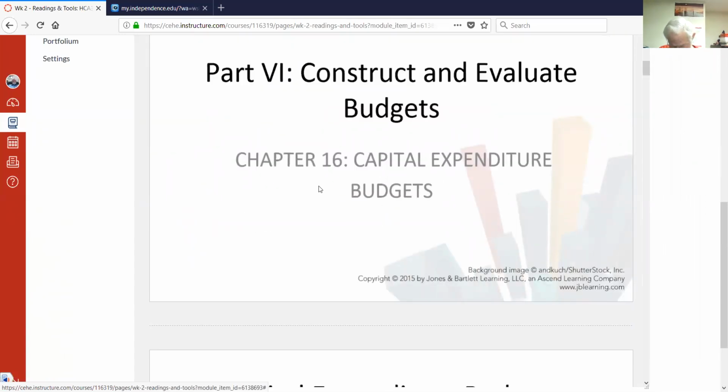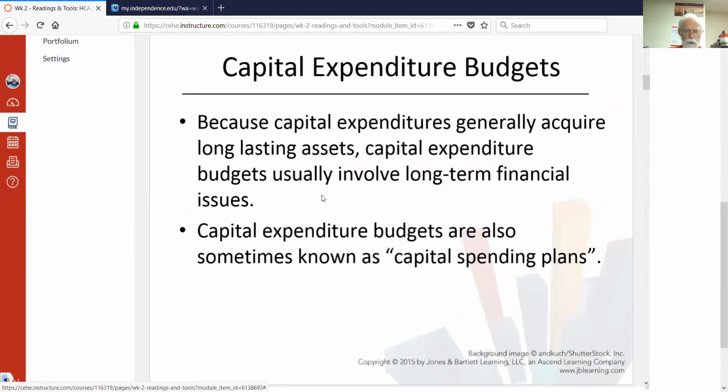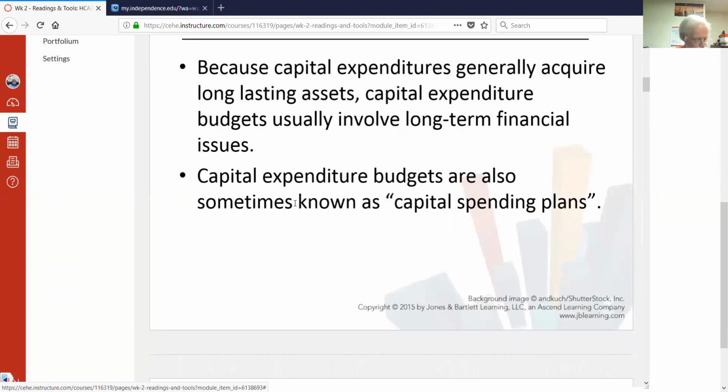Capital expenditure budgets are critical. They involve a lot of thinking about long-term financial issues like financing capital expansion. So you're going to be taking on debt, so we need to factor that in. Plus, there's the usual other factors of looking at the return on investment.